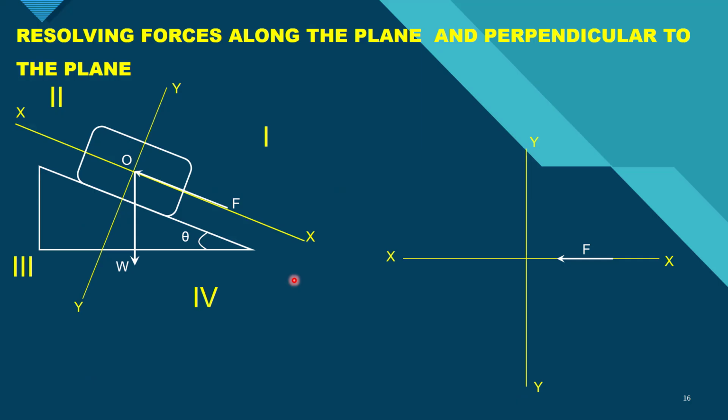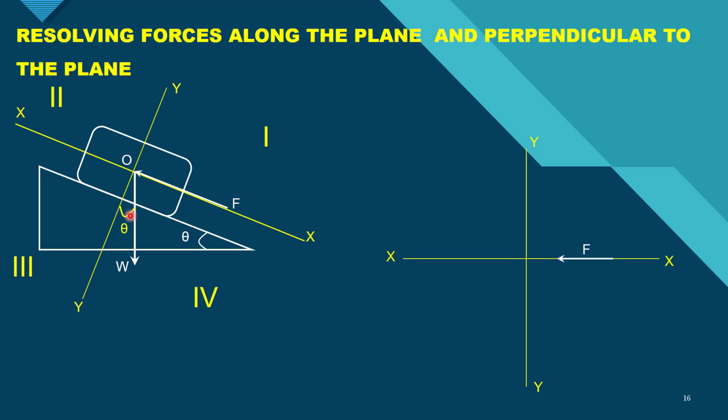Now we will take the second force, that is the weight of the block. So the weight of the block is acting vertically downwards and it lies in the fourth quadrant. So we need to resolve this force into two components. Since the weight lies in the fourth quadrant, the components of the weight will be acting along the positive x-axis and along the negative y-axis. Now we know that this angle is theta, so the angle made by the weight with respect to the y-axis also will be theta.